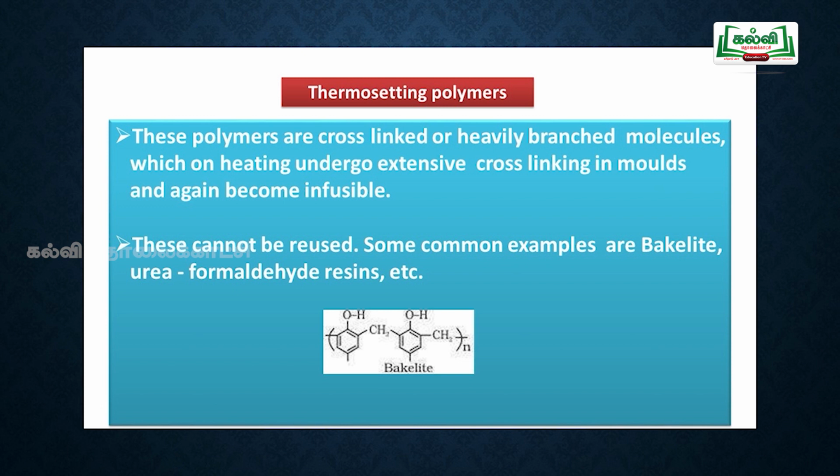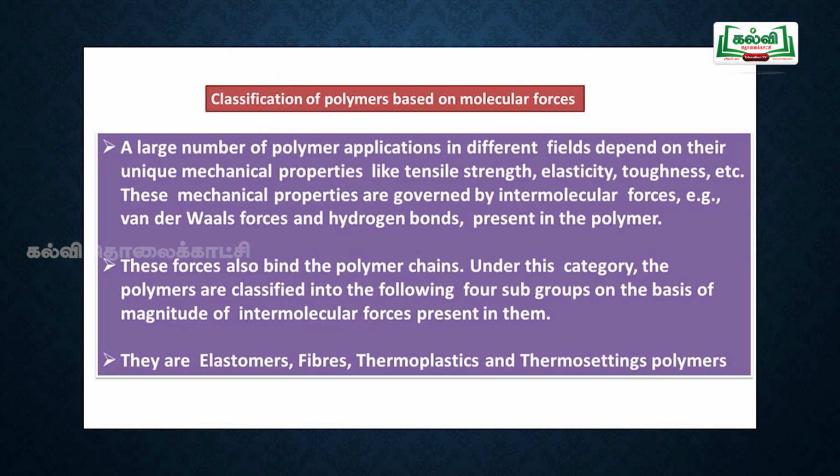So students, remember, we can classify the polymers into 4 categories: elastomers, fibers, thermoplastics, and thermosetting plastics, or thermosetting polymers. The examples are very important, and let's see some questions based on this first part.